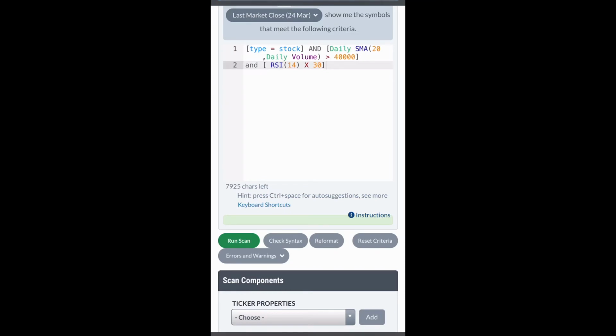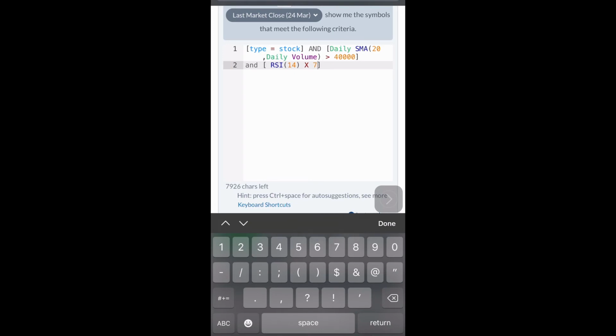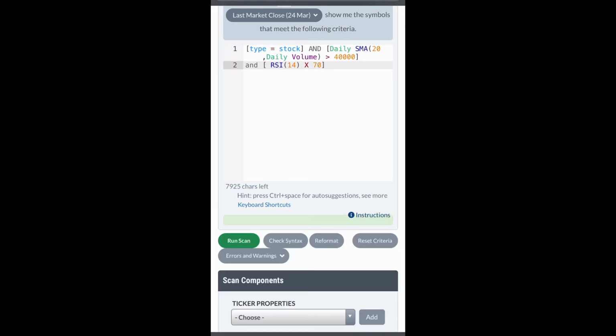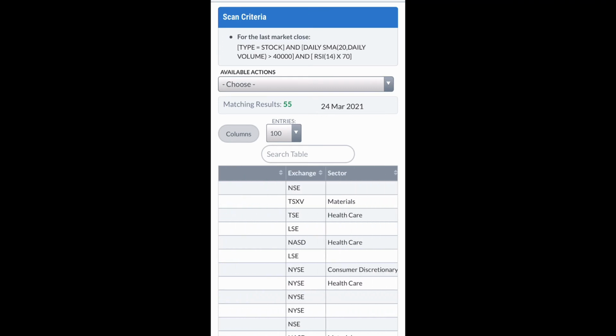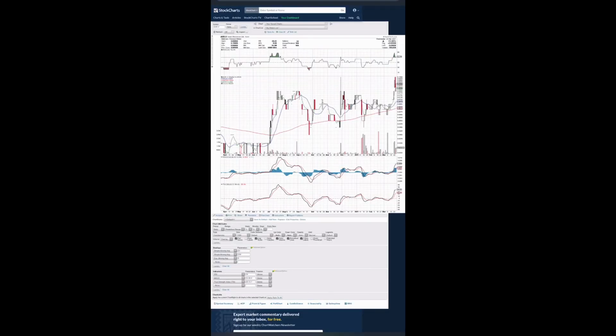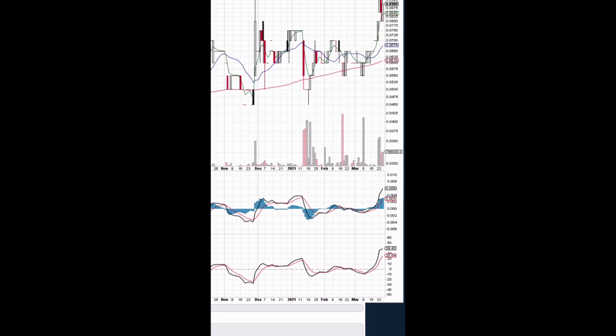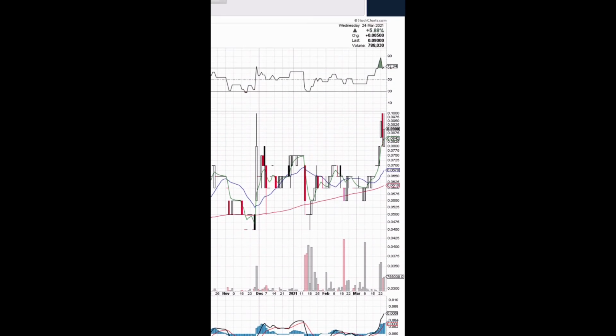Now let's look at 70. It's the same thing. We're looking at ones that are hot now. So if I were to just change that from 30 to 70 and run that scan, let's look at the second one first, AHR.V. This one looks kind of like a crappy stock. It looks like a micro penny stock, but you can see that the RSI here is super hot.